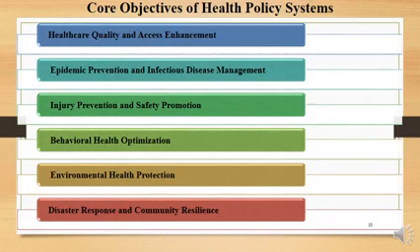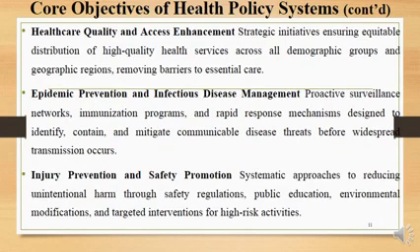So the core objectives of health policy systems are healthcare quality and access enhancement, epidemic prevention and infectious disease management, injury prevention and safety promotion, behavioral health optimization, environmental health protection, disaster response and community resilience. So, healthcare quality and access enhancement: strategic initiatives ensuring equitable distribution of high quality health services across all demographic groups and geographic regions, removing barriers to essential care.